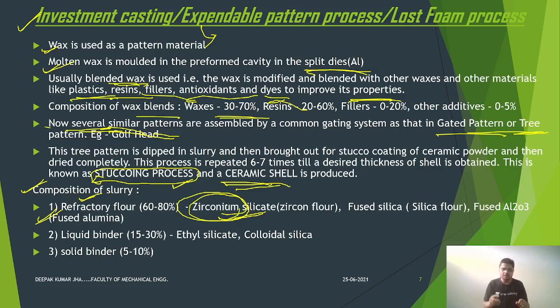Zirconium is used basically in furnace related applications as well. Now same case with silica also. Silica is also used in furnace related applications, right? Then liquid binder in the form of ethyl silicate. Now this is very important. Ethyl silicate is used in the form of liquid binder, and a solid binder has also 5 to 10% of use.